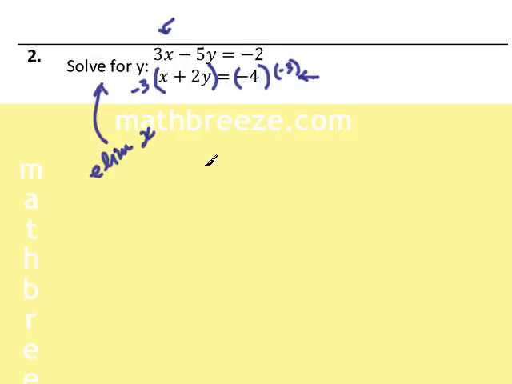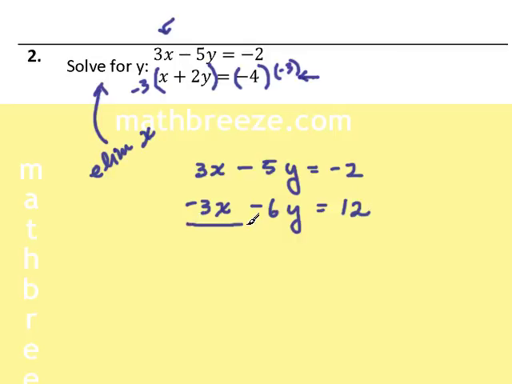Okay, now rewrite the entire system. So the first equation I'm just going to rewrite, 3x minus 5y is equal to -2. And the second one, just multiply by that -3, minus 3x, and the second term also -3 times 2, -6y is equal to -3 times 4, which is a +12. Now we're ready to add the equations together, and we have this situation where the x's cancel.